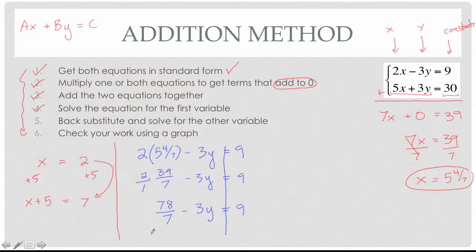Okay, we got some fraction stuff here. I'm going to subtract 78/7 from both sides. And we got negative 3y equals 9 over 1 minus 78 over 7. I'm going to change that on the right so I can subtract. So I got negative 3y equals, I'm going to multiply by 7, so that turns into 63/7 minus 78/7. 63 minus 78 is going to be a negative 15/7.